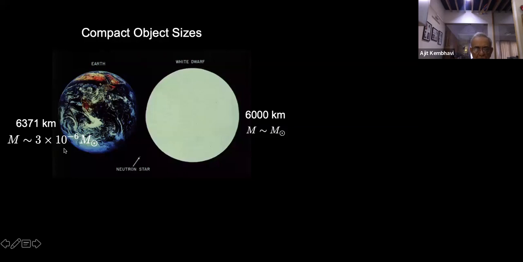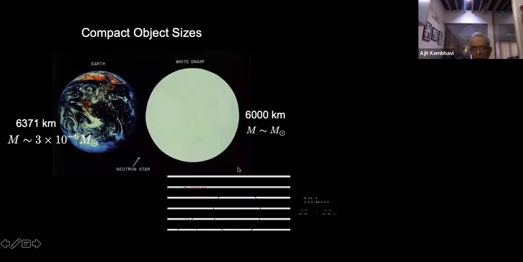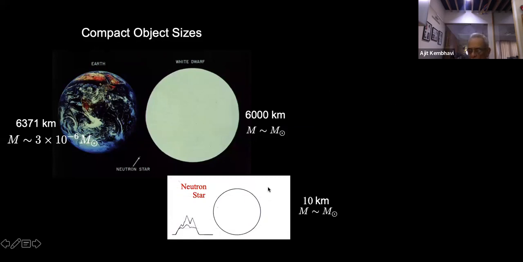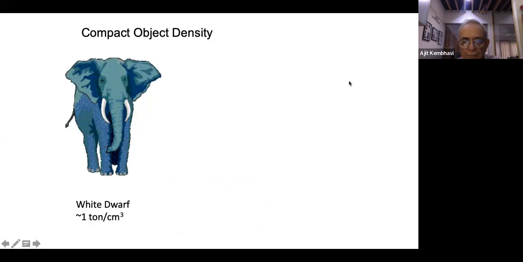But the Earth has a mass which is 3 billionths of the mass of the Sun. And so it would mean that the density of the white dwarf is very much higher. It's about 1 ton per cubic centimeter. We'll see soon that there's something called a neutron star, which has a size of only 10 kilometers. And if you get a black hole, then the size is absolutely zero. It's completely dark. So a white dwarf has about 1 ton per cubic centimeter, and a relatively small elephant would have a mass of about 1 ton. So compress it to 1 centimeter cube, and you will get the mass of the white dwarf.